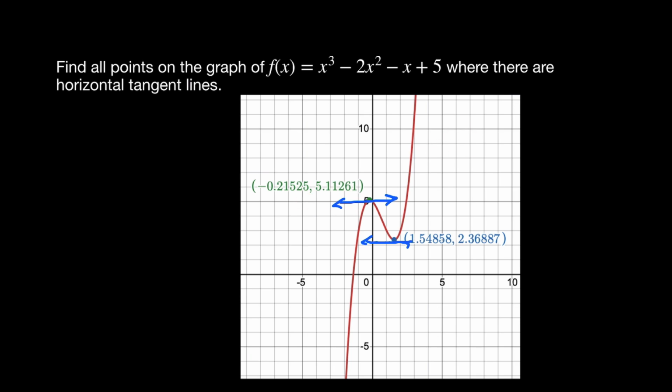So this is visually what we did in this previous example. By setting our derivative equal to 0, we found places where we have horizontal tangent lines. That was my last example.